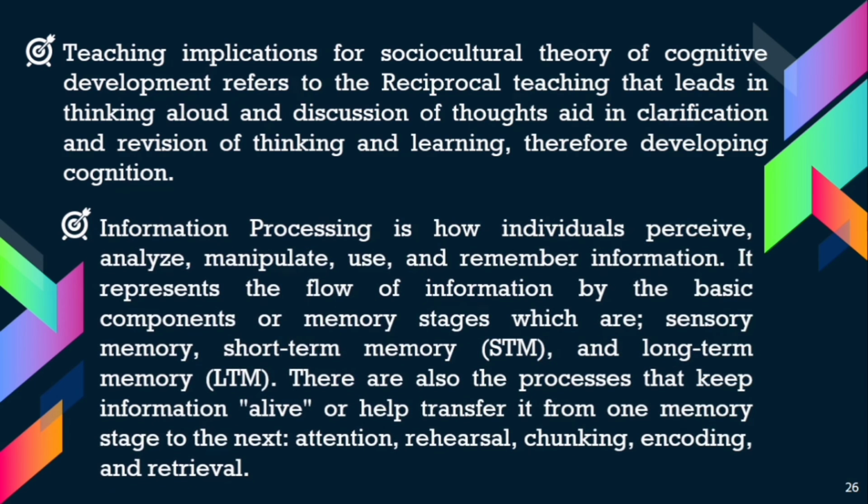We have information processing, which is how individuals perceive, analyze, manipulate, use, and remember information. It represents the flow of information through the basic components of memory stages, which are sensory memory, short-term memory, and long-term memory. There are also processes that keep information alive or help transfer it from one memory stage to the next. These are attention, rehearsal, chunking, encoding, and retrieval.